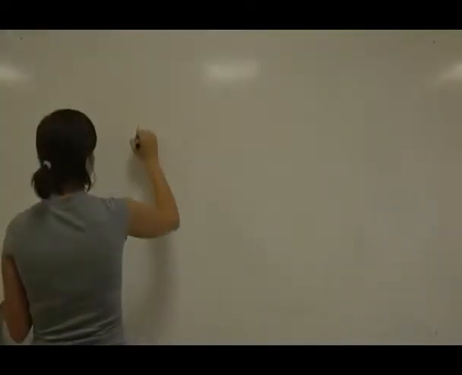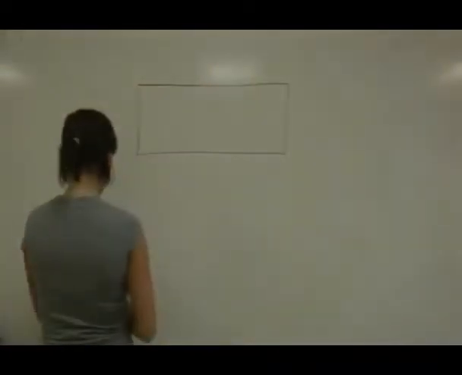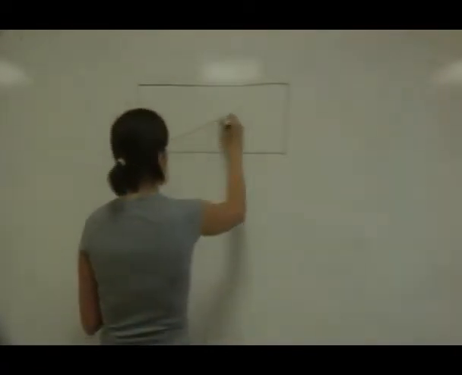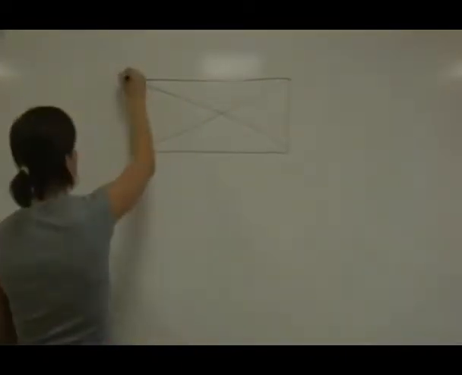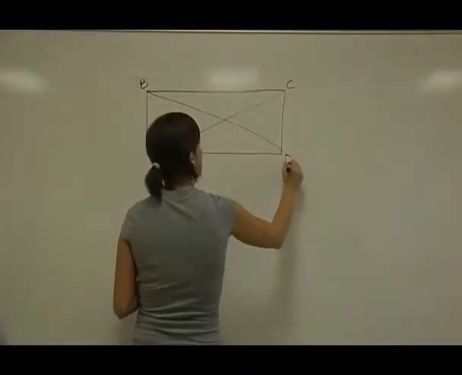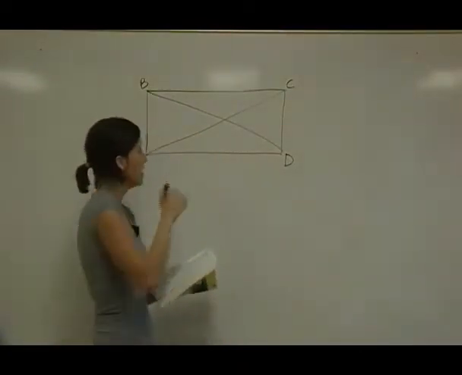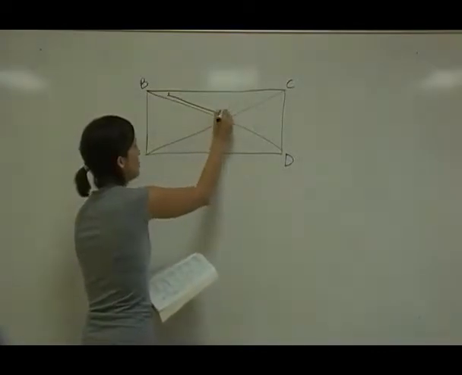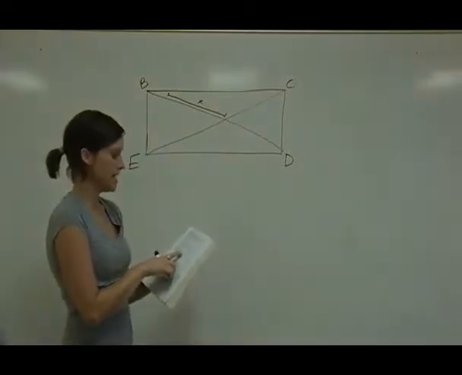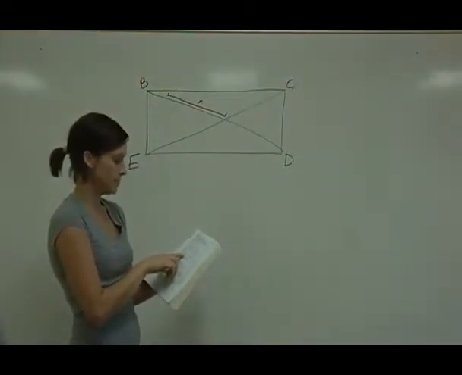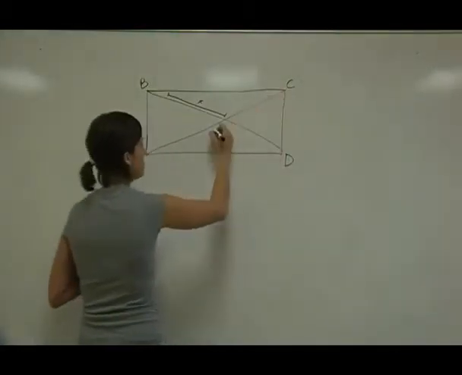In this one, we have a rectangle. Okay, and the rectangle has diagonals. B, C, D, and E. Okay, so the problem says find x, and we have this labeled as x. So find x in rectangle BCDE if the diagonal EC is 17 millimeters. So it's saying that this diagonal here is 17 millimeters.